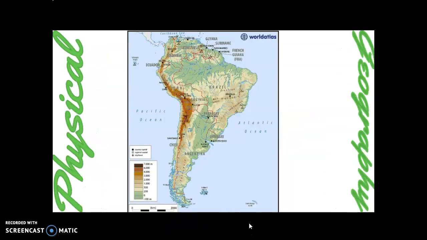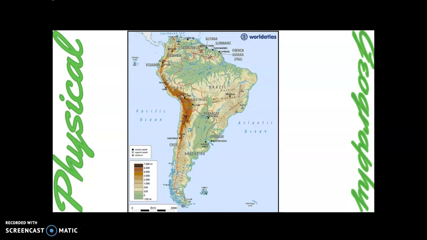All right, physical features. The physical features of South America are pretty prominent. To the north of South America, you have the Caribbean Sea. Please label that. To the west of South America, you have the Pacific Ocean. Label it. And to the east, you have the Atlantic Ocean. Please label that. So those are the major bodies of water.